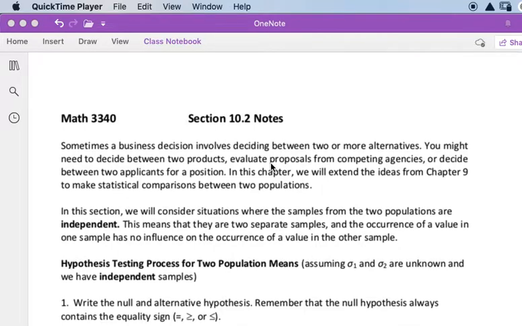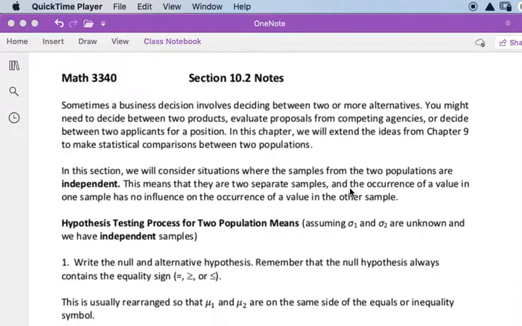In this video for section 10.2, we're going to be looking at situations where we're comparing two population means and testing a hypothesis about them. In some situations, we might want to decide between two products, evaluate two different proposals, or decide between two applicants. That's when we might want to apply this process.